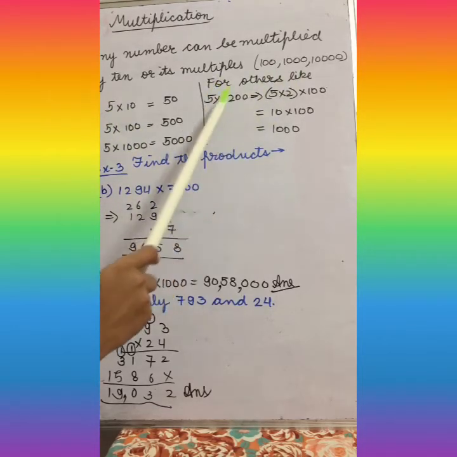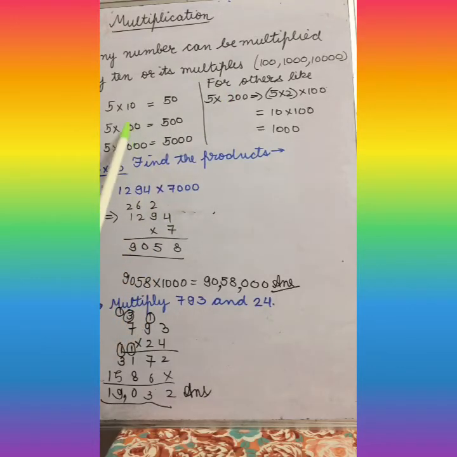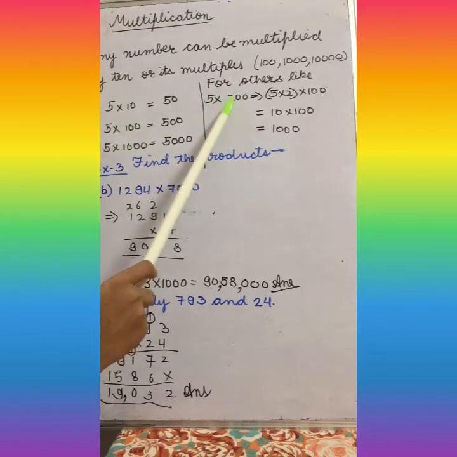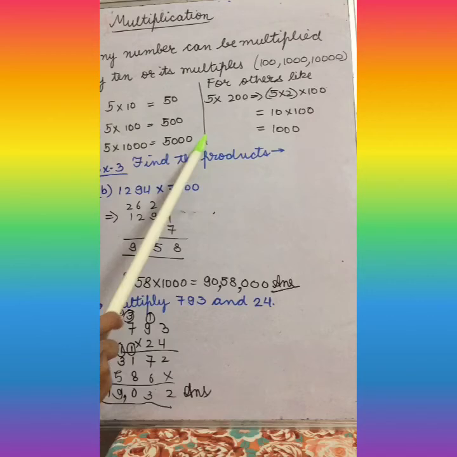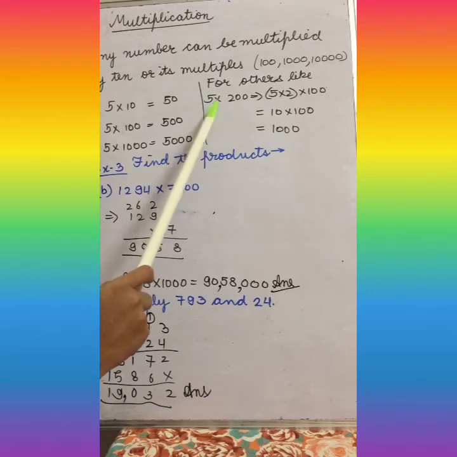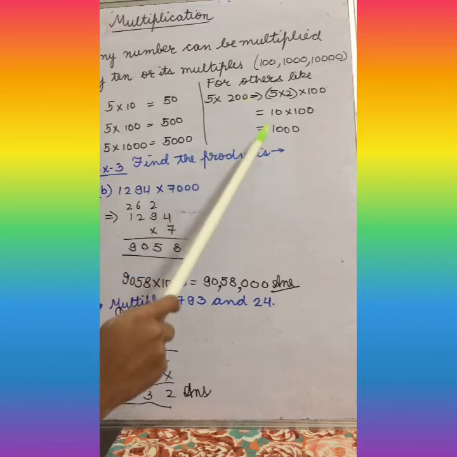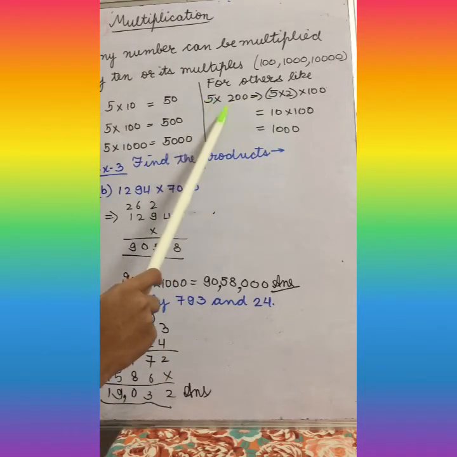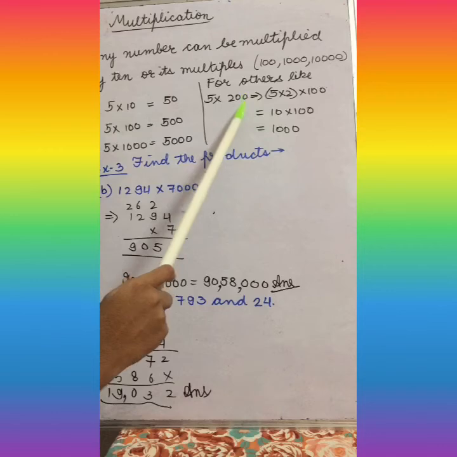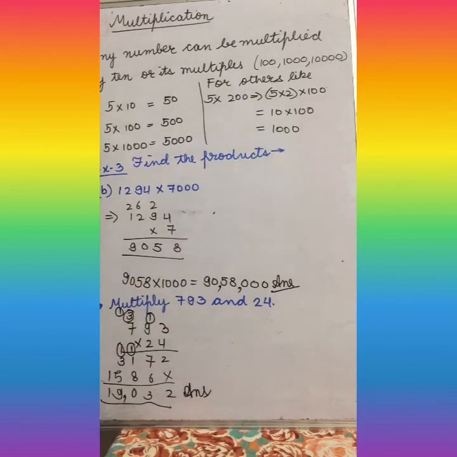For others, if we are having any number which is not 1, so here first we multiply this number along with the multiplier, and when we multiply them both, we get the answer and then we add the remaining zeros. Here 5 multiplied by 2 will give 10 and we will add the remaining zeros, which forms 1000.